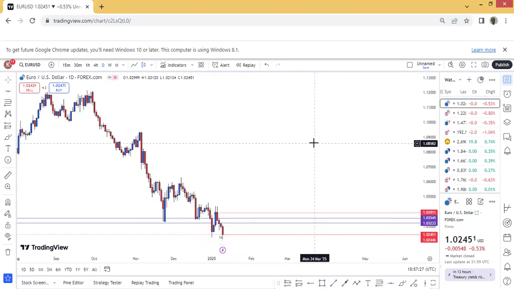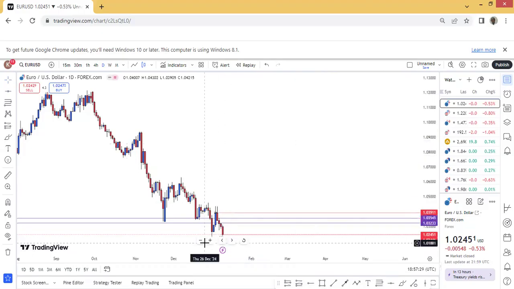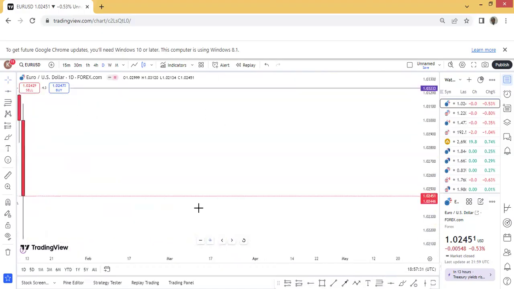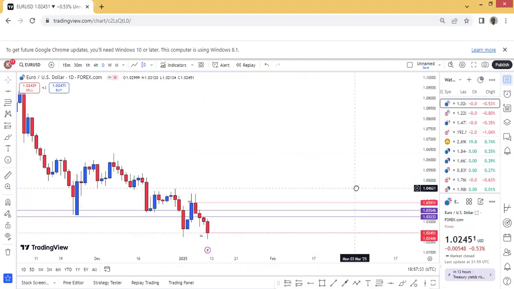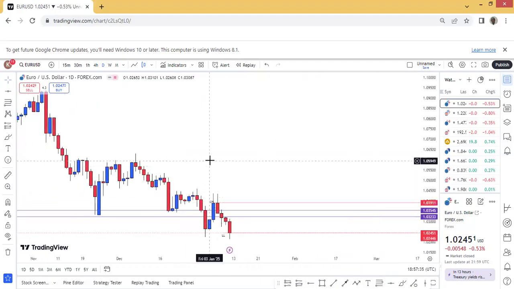Which is also another key level here. So let's go into the past and see. Okay, so this is respected here once, twice. This is the third, fourth time.